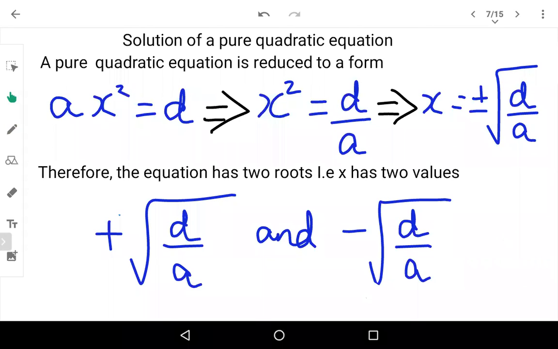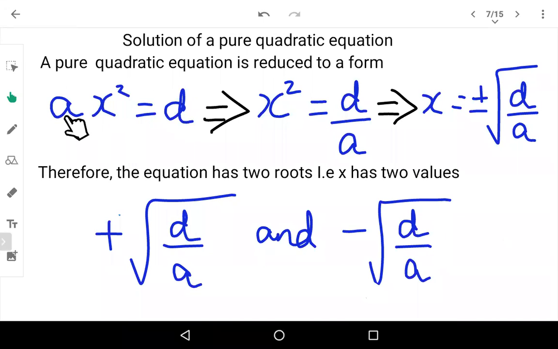So here what they are trying to say is that a pure quadratic equation is reduced to this form, that is ax square is equal to d. This is the form of a pure quadratic equation. You have the highest degree of the variable being 2, that is the quadratic equation, and then that is equal to some constant.